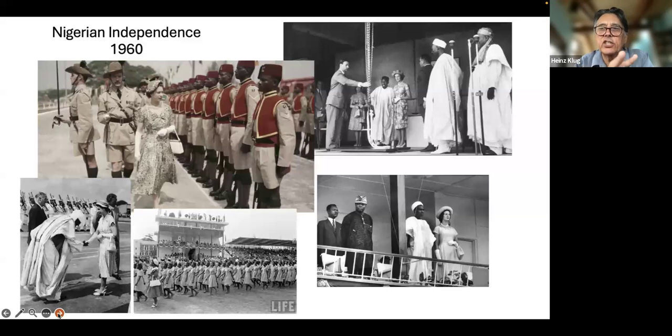Of course, what happens with the rejection of the 54 constitution is the push for independence. And so Nigeria gets independence in 1960.